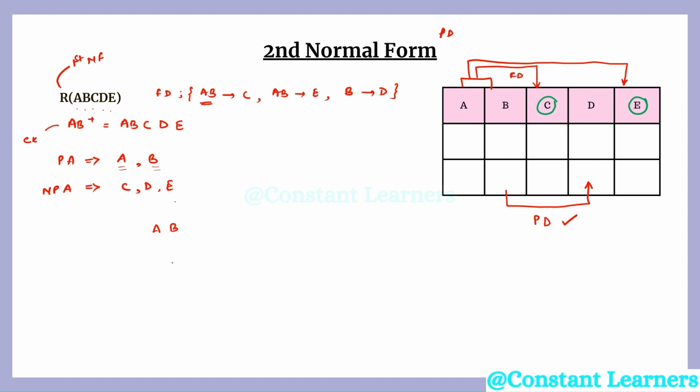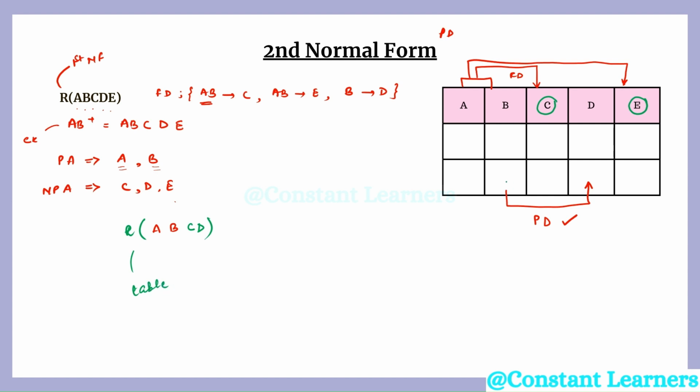So the first table, or the first relation that we will form, will have the attributes AB, because of course they are the candidate keys, and C, D, right? So A, B, C, D. This will form a single table or a single relation, right?